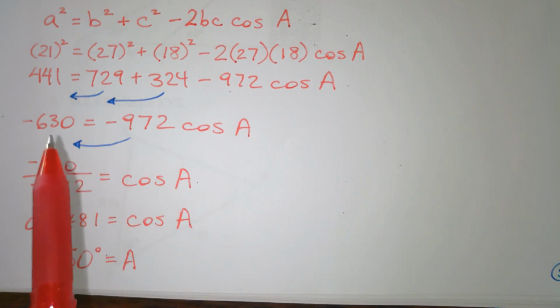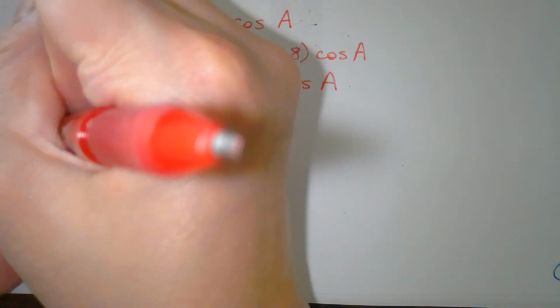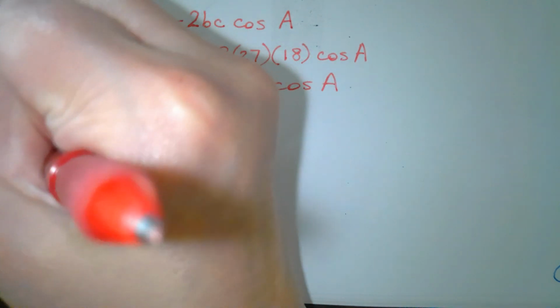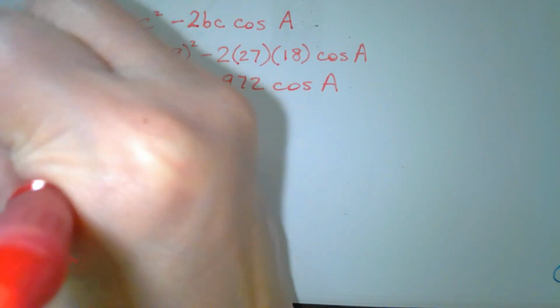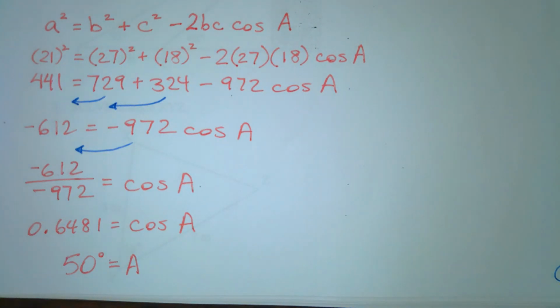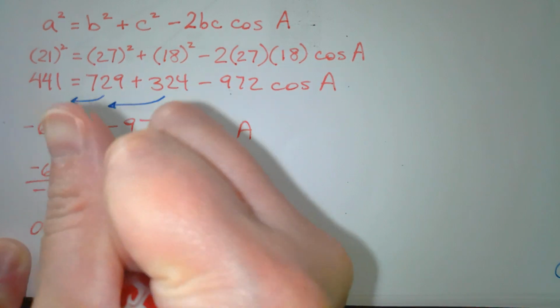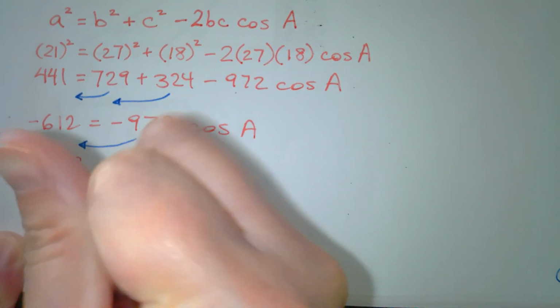Negative. Right here. Did I make a mistake? 441 minus 729 minus 324. 612. Where did I get 630 from? Sorry. 612. 612 divided by 972. Okay, see, careless mistakes on the test.